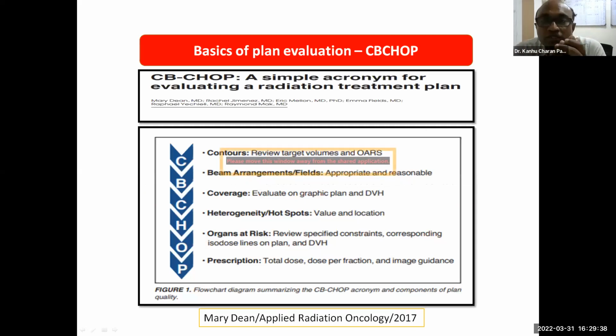There is a basic plan evaluation in the system. You can go through this article on how to do plan evaluation step by step. First is an acronym called CBCHOP. What is CBCHOP? C means review contours, target volumes and OARs. B for beam arrangement, appropriate and reasonable. C for coverage, evaluate graphic plan and DVHs. H for heterogeneity and hotspots, value and location. O for organs at risk, review specified constraints, corresponding isodose lines, plans and DVHs. P for prescription, see the total dose and dose per fraction, and image guidance. If you follow these steps known as CBCHOP, published in Applied Radiation Oncology, you can go through this article of 3 pages and you will have good knowledge.